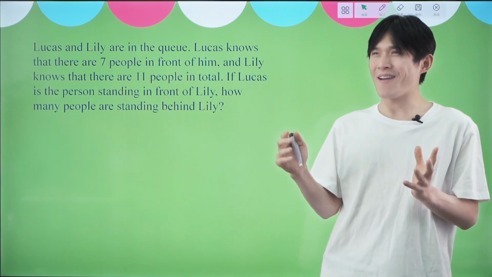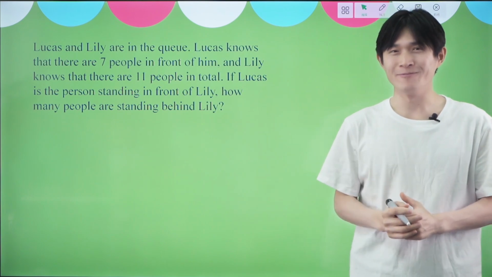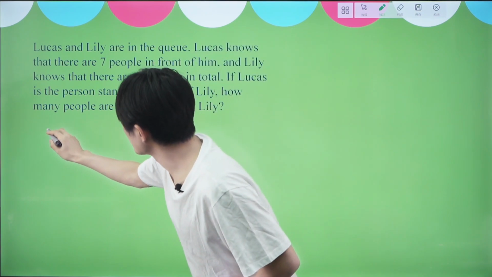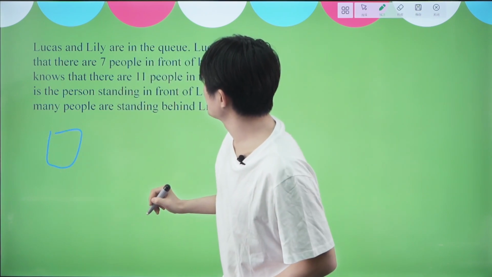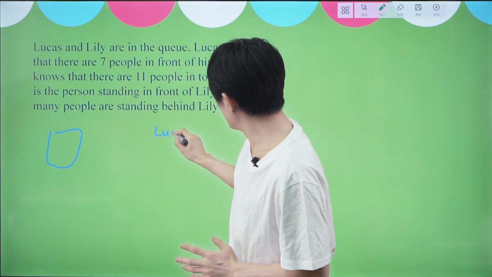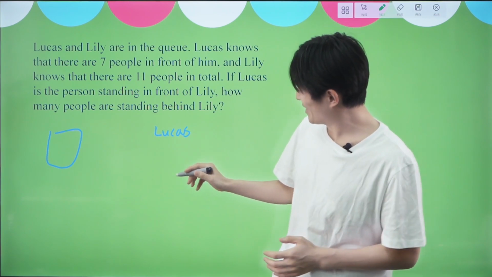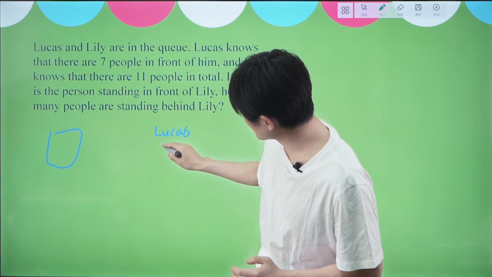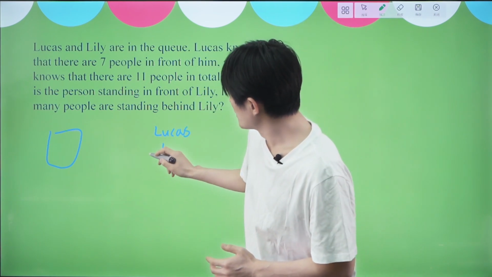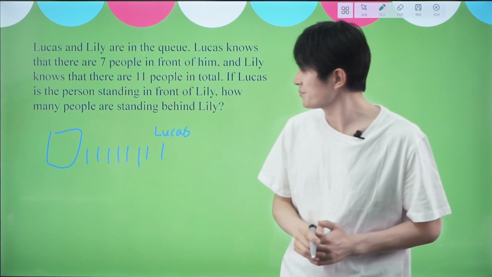Let's say they are in the queue in front of an ice cream shop. We love ice creams. Okay, so let's say this is the shop, and Lucas is here. We can draw this queue. We can draw a model here. So Lucas is here, and there are 7 people in front of Lucas. So 7 people: 1, 2, 3, 4, 5, 6, 7.